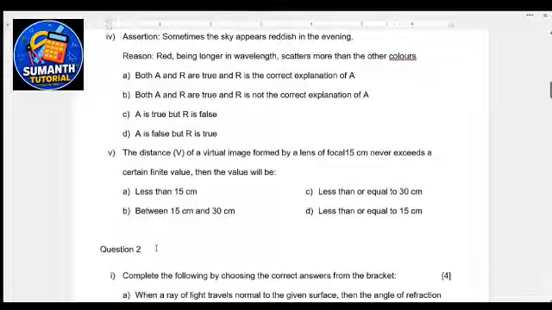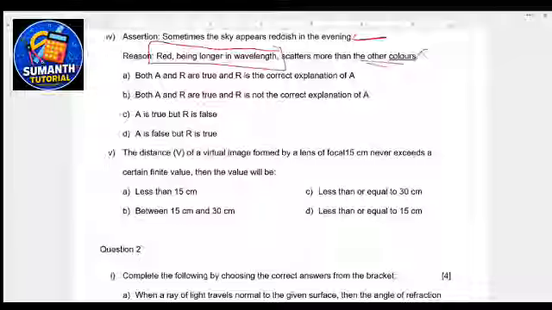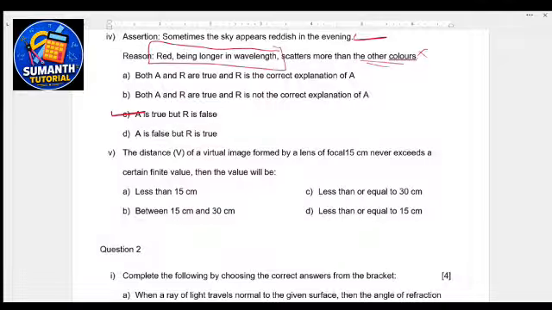Next, assertion and reasoning question. Question number 4. Sometimes the sky appears reddish in the evening. That is true. Red, being a longer wavelength, scatters more than other colors. Now see here, up to this statement it is right. Red being longer wavelength, we know it, but scatters more than other colors, this is wrong. Then the answer is very clear. Assertion is true, whereas reason is false.